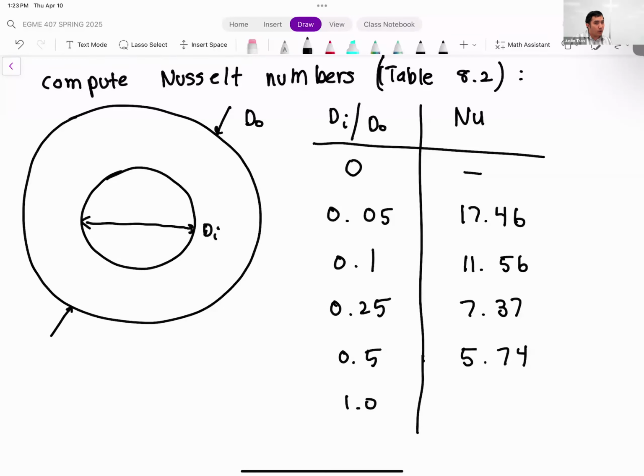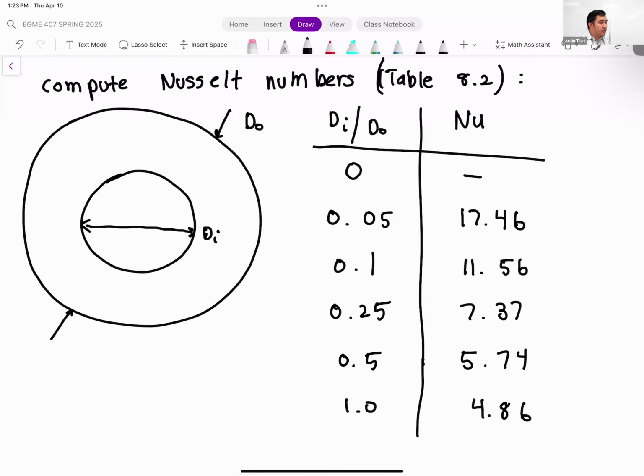And for a ratio of 1, now a ratio of 1 can't physically exist. That would mean the inner diameter is the same as the outer diameter. So this is more of an extreme case. But in this case, our Nusselt number is going to be 4.86. Okay. The reason we have that last entry there is to give you a point for interpolation. So let's say you have a ratio Di over Do of about 0.7, right? So that's in between those last two data entries. You can then interpolate in this table based on the value of that ratio. Okay.